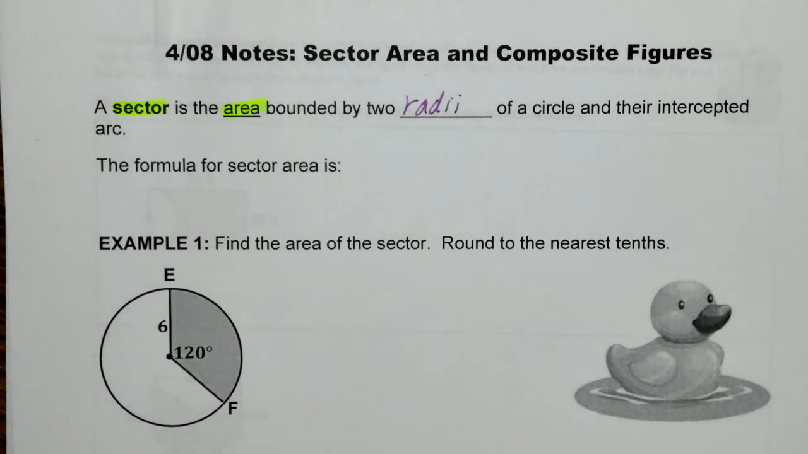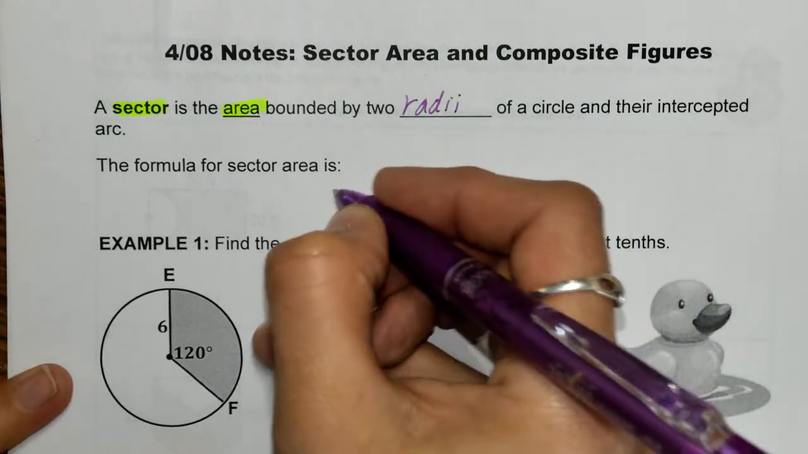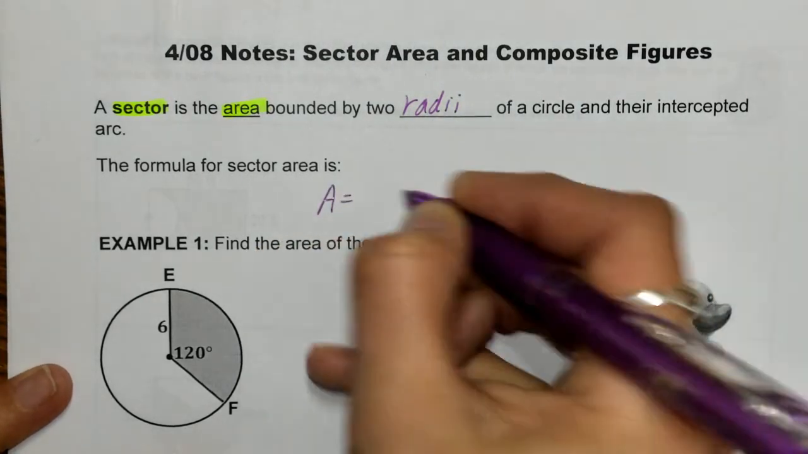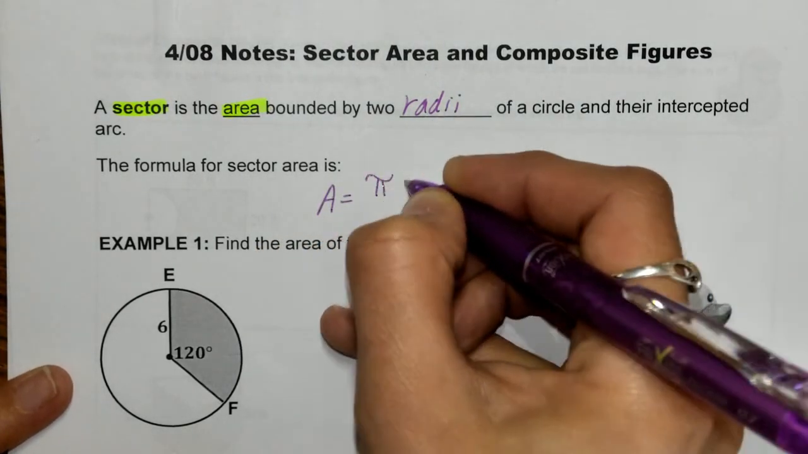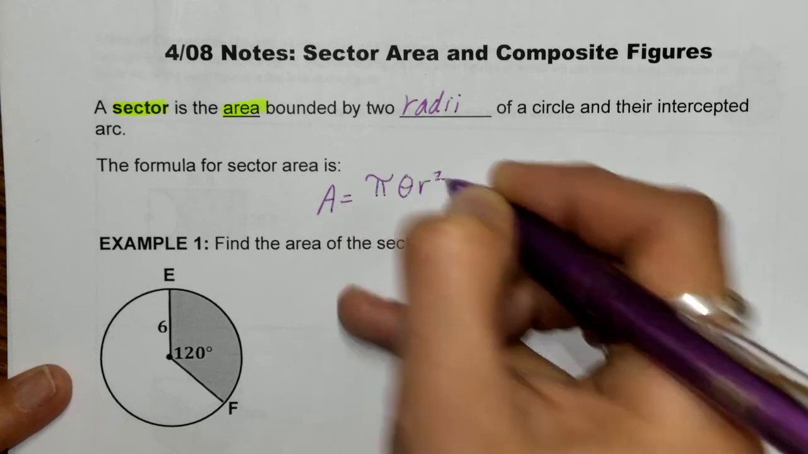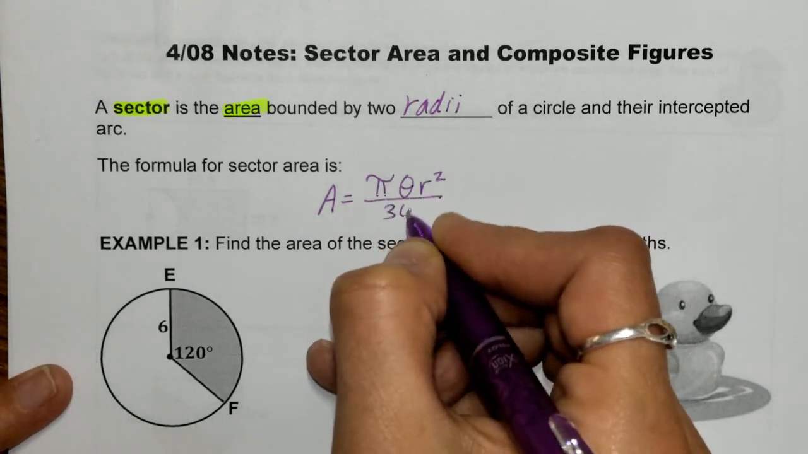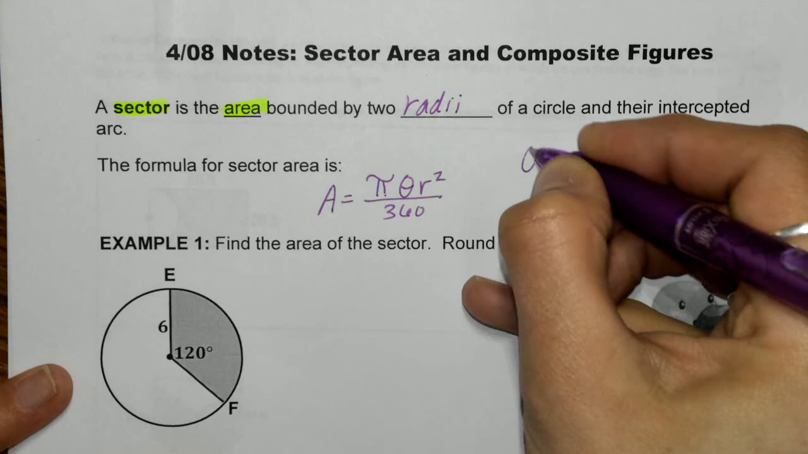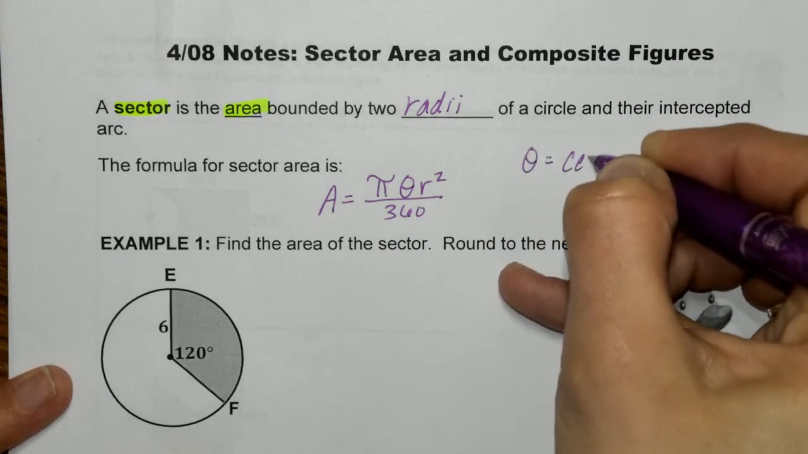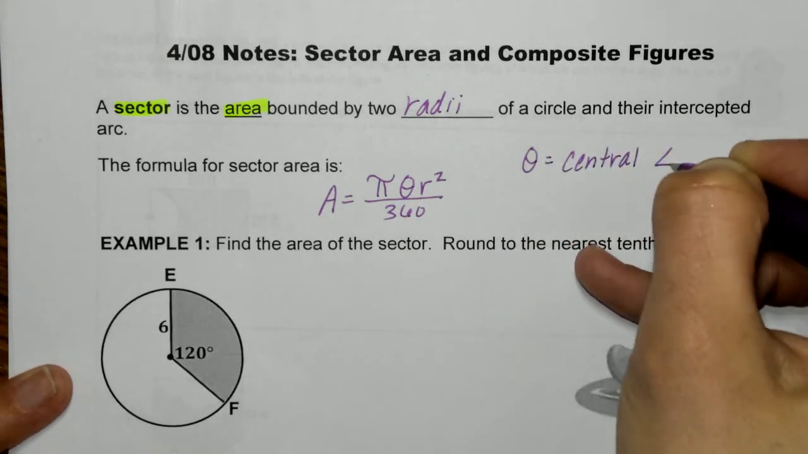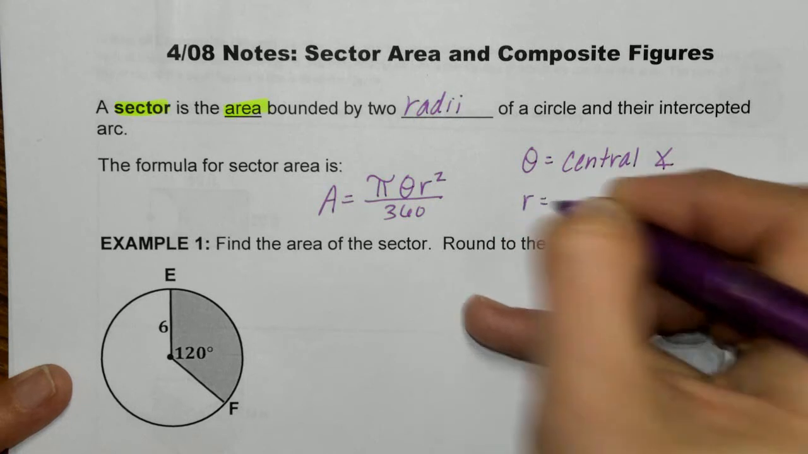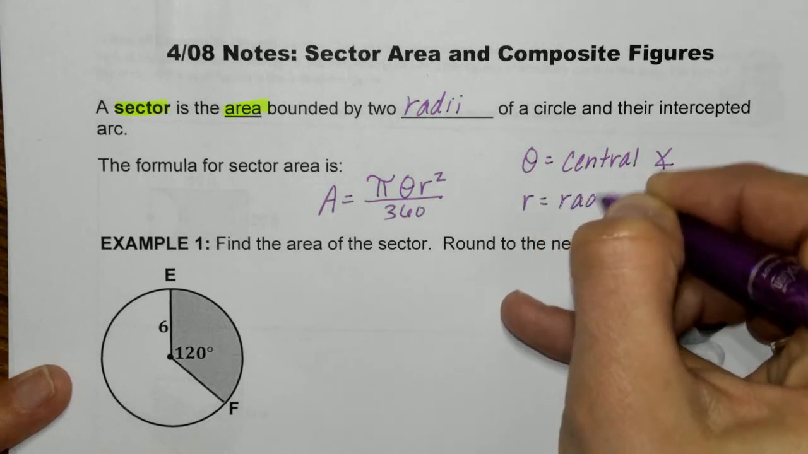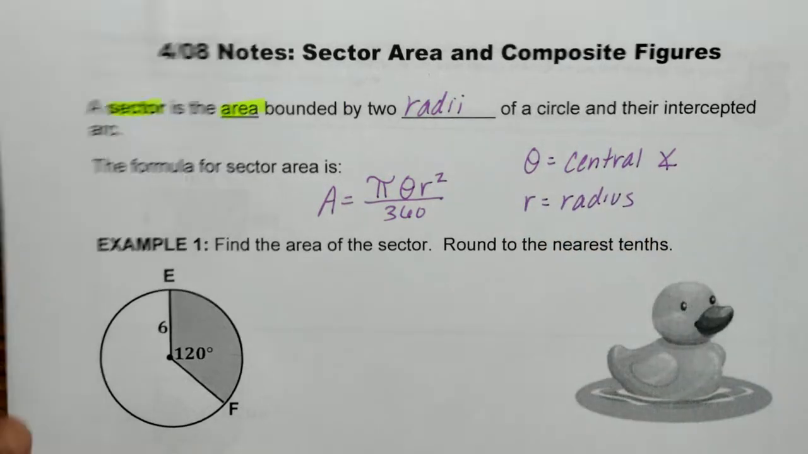Now, the formula for sector area, there is a proportional way of setting it up, just like when we talk about arc length, but we're going to go ahead and use a simplified version of the formula where the area is going to equal pi times theta times r squared over 360. Remind ourselves that this theta is going to be the central angle, and r, as we've known for a very, very long time, is going to be your radius.